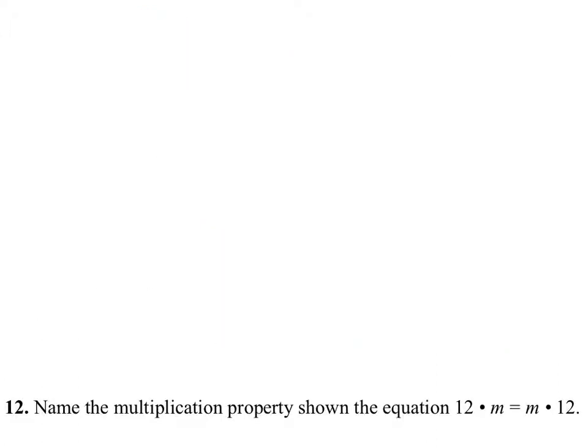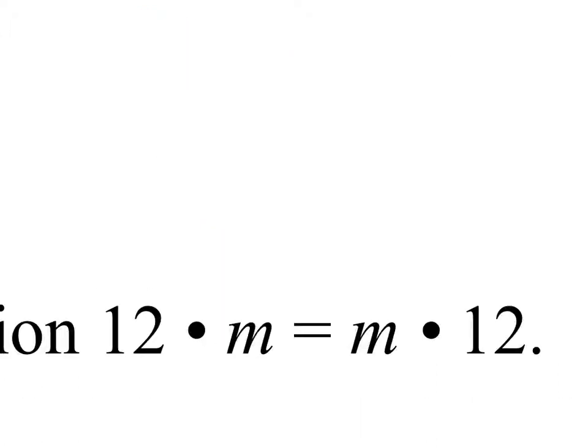Number 12, name the multiplication property shown. Well, we can see all that changed was the order on this. There are no parentheses, so it's not associative. It's not being multiplied by 1, so it's not the identity property. Therefore, this one must be the commutative property of multiplication.